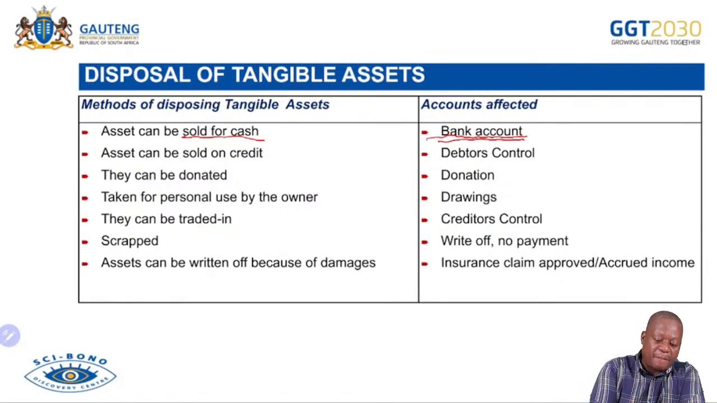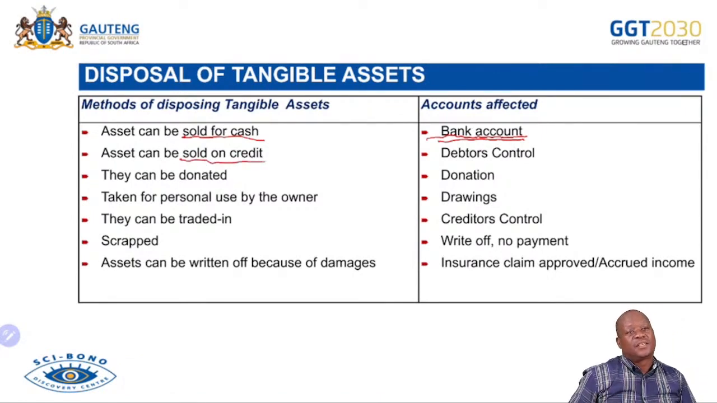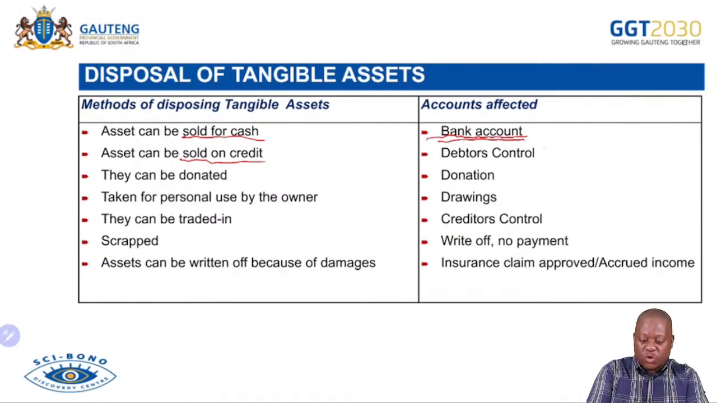The asset can be sold on credit, sold to someone who is promising us that they are going to pay us later. Now, remember, when we sell anything on credit, then we are creating an asset called a debtor. So we need to record this in our debtors control account when it's sold on credit.